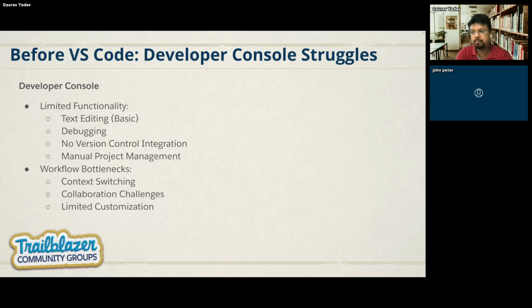And there are some bottlenecks as well. You have to do a lot of context switching. The developer console is very slow, and you have to do a lot of context switching between your Salesforce org and the developer console. There is a collaboration challenge, and there is very limited scope for customization because the developer console works in the browser.